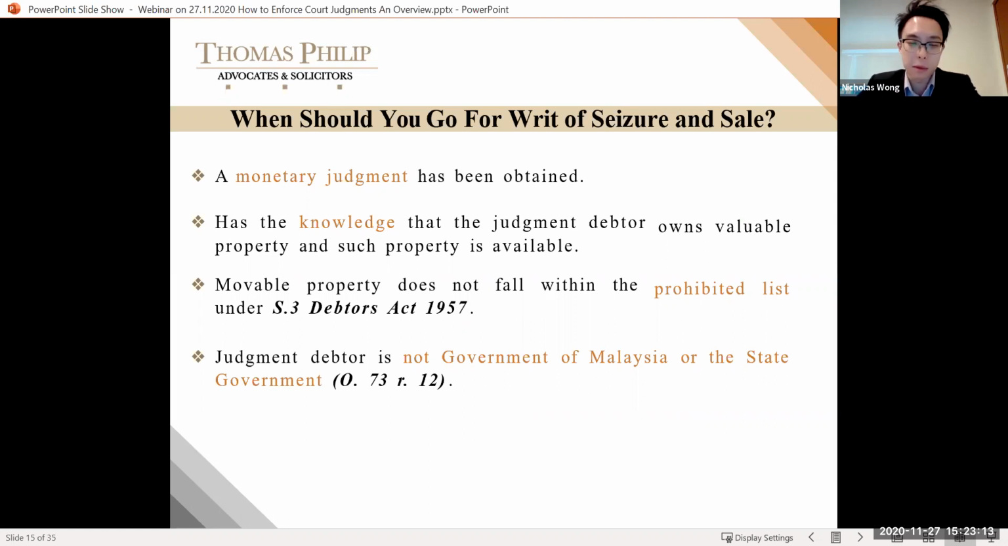And thirdly, that the property is available, it's at their address, it's not hidden somewhere, and so on. And that the property you're having your eye on does not fall under one of the exceptions. Okay. And lastly, that the JD is not the government, because government has special protections in general when it comes to court and lawsuits.